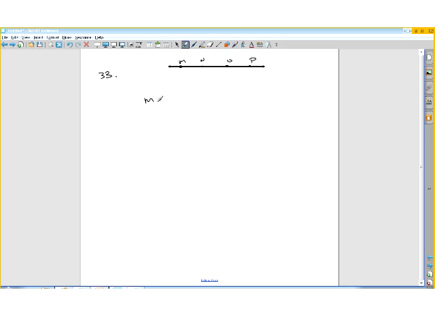And 33 says we take line segment MN, and we have a union with line segment NO. So this is MN, this is NO. So the total thing, this would result in the line segment MO.